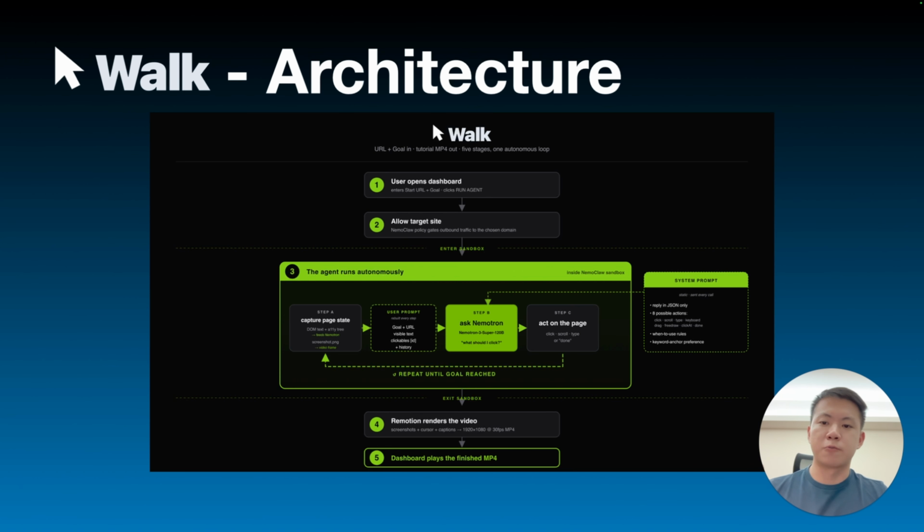This repeats until reaching the end goal. The agent keeps logs of what was clicked and also keeps a screenshot of the pages it visited. These action logs and screenshots are later used to turn it into a video using Remotion.